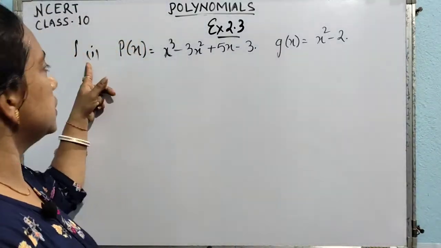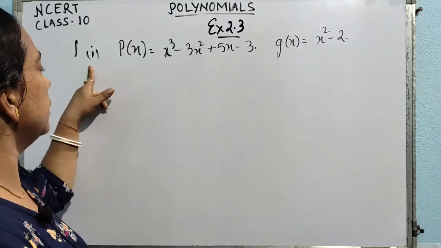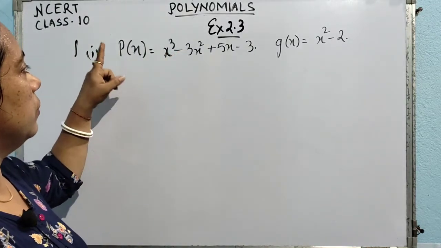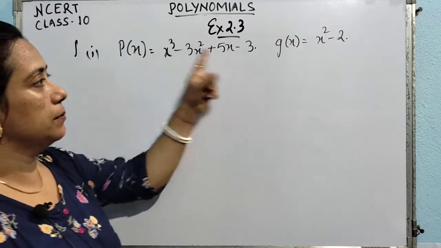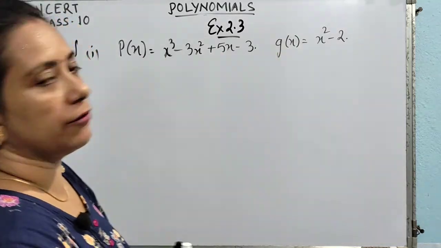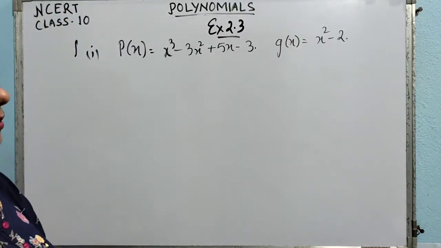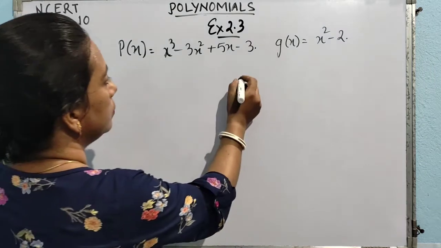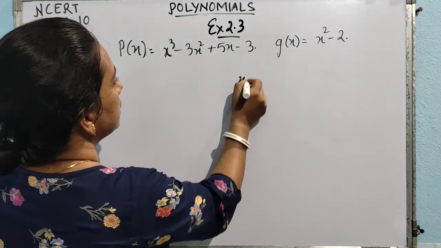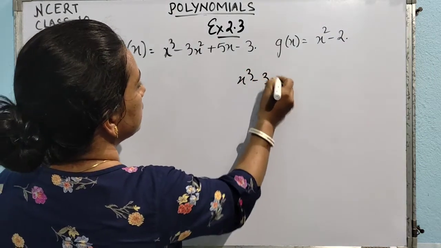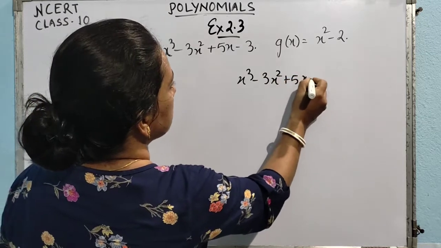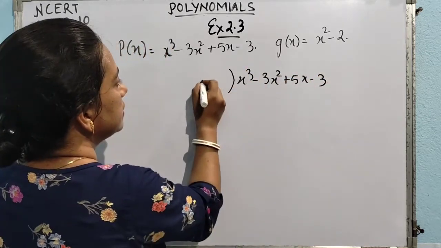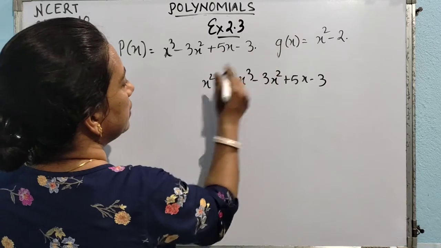Now the first question from exercise 2.3: you have to divide p of x by g of x and then find the quotient and the remainder. So definitely we will be using long division. X cube minus 3x square plus 5x minus 3. You know how to divide these things? p of x is divided by g of x.